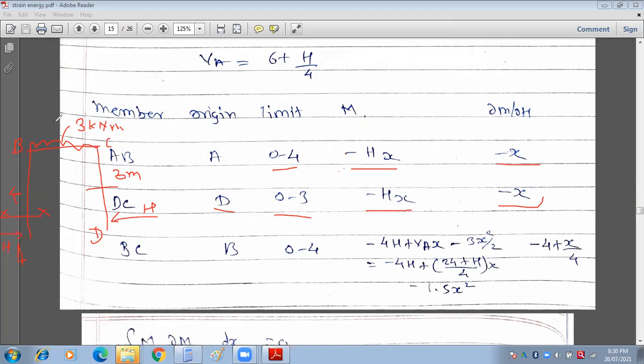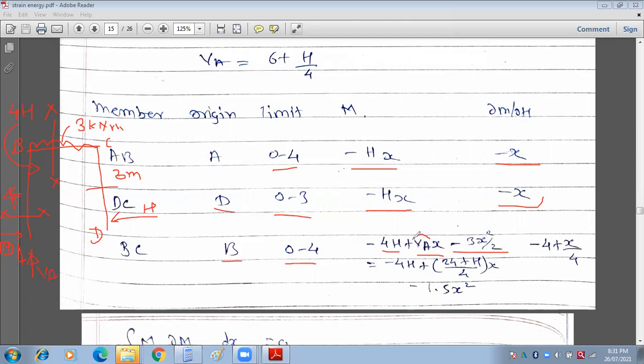Next is the BC portion. Let us consider a section X over here, with origin at B, and the limit varies from 0 to 4. Due to the horizontal reaction at A, H into the perpendicular distance of 4 makes a moment 4H. There is also the reaction Va, which makes a clockwise moment about this section, Va into X minus the UDL, 3 into X square by 2.